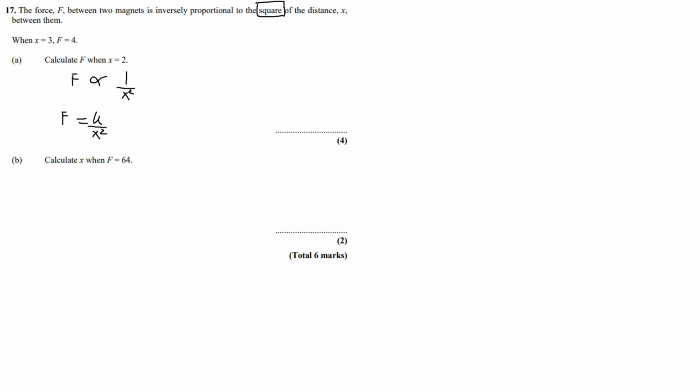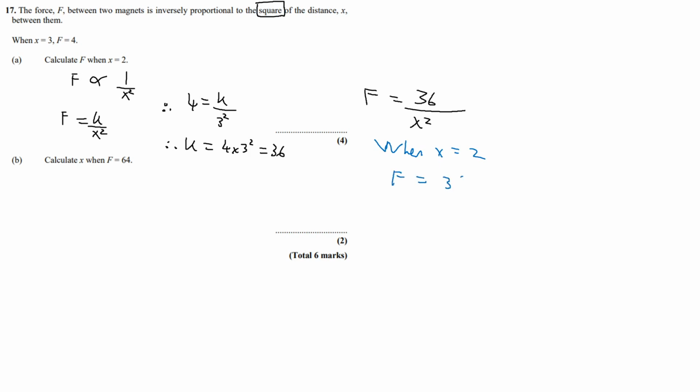Now, we know that x is 3 and F is 4, so therefore 4 is equal to K over 3 squared, and so therefore K is equal to 4 times 3 squared, 36. And so we can say our equation is that F is equal to 36 over x squared. All right? Now, when x equals 2, F is just going to be 36 over 2 squared, which is 36 over 4. And that's just going to be 9. So answer is 9.